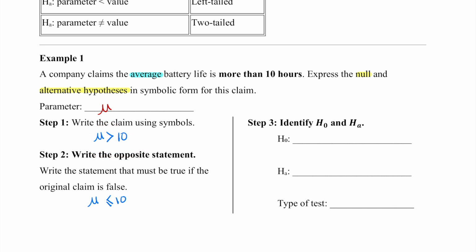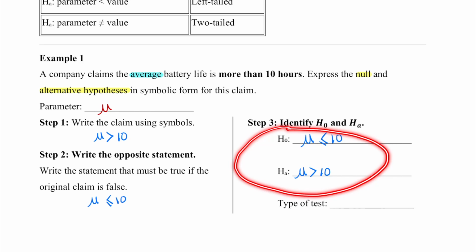Step 3. We need to identify H0 and HA from these 2 statements. So we look at these 2 statements. We pick the one that does not contain the equality for HA. So mu is greater than 10 is HA. And the statement that contains an equality is H0. So H0 is mu less than or equal to 10. These are my null and alternative hypotheses.